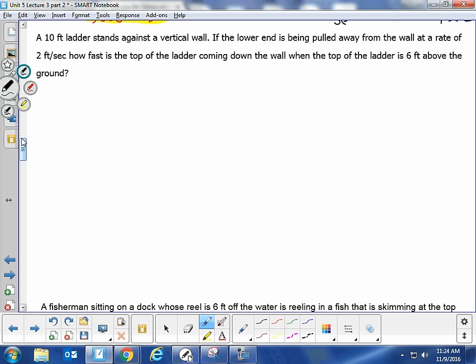Go. Start with a picture. Label some stuff. What are you trying to find? What is given to you? What is changing? What is fixed? We understand that this is another right triangle situation, so we will be using d squared equals x squared plus y squared.